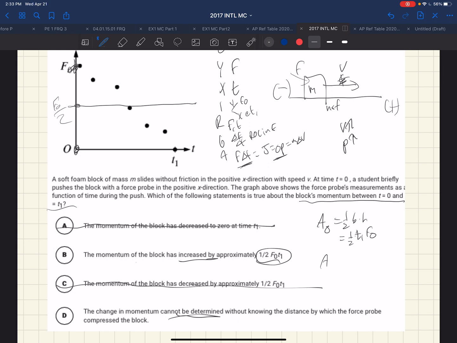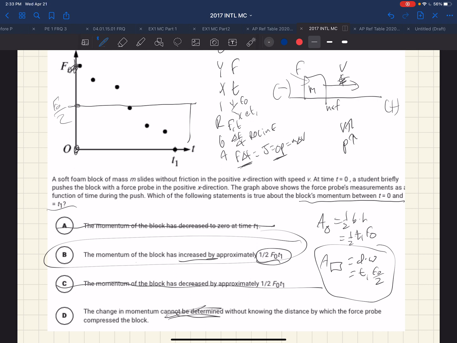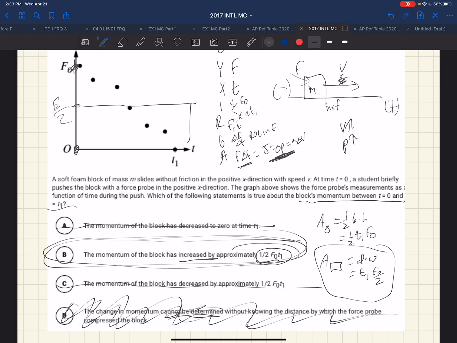We could also do it as the area of a rectangle, where we would say it's the length times width, and the length is T1, and the width is F0 over 2. We get the same answer in either case. And so clearly we definitely can tell, so that option is false. We didn't need to calculate it to do that, because just by doing this RGA analysis, we can find the change in momentum by finding the area. So we could eliminate this and never even have to solve for it. The other three are just purely incorrect because we can tell, and it doesn't decrease. We know it increases. So that's enough right there.